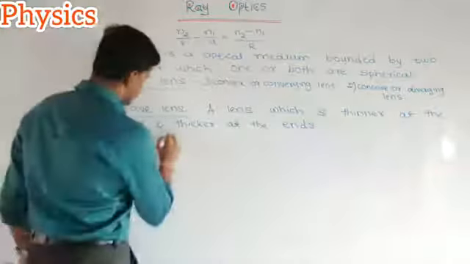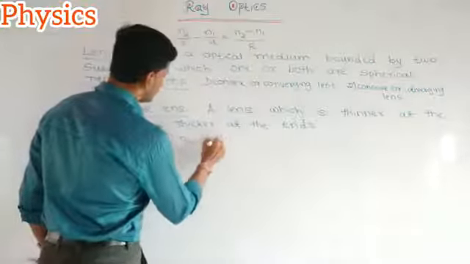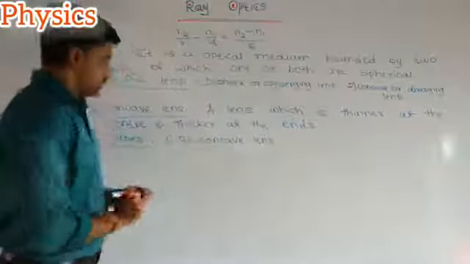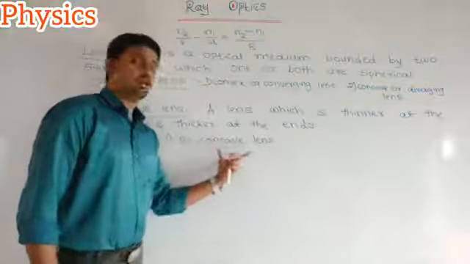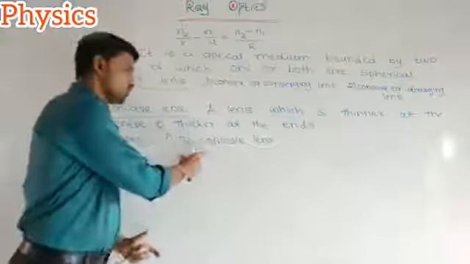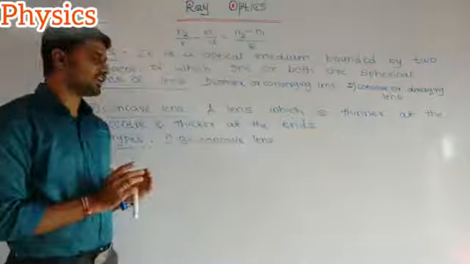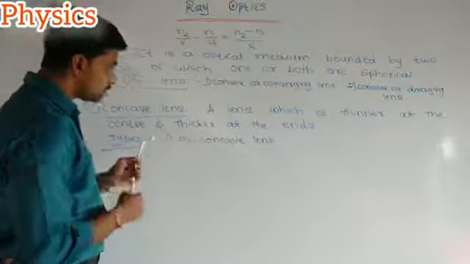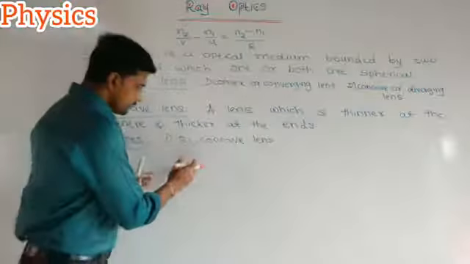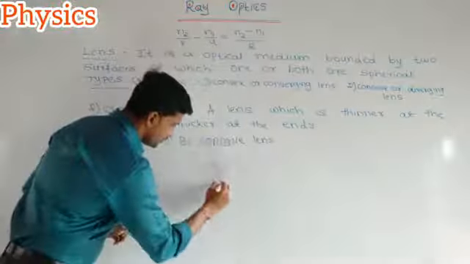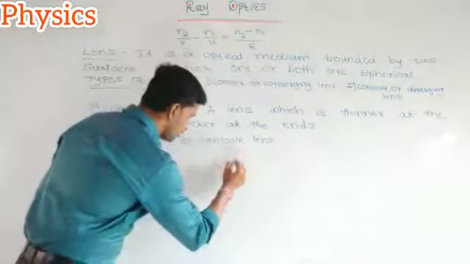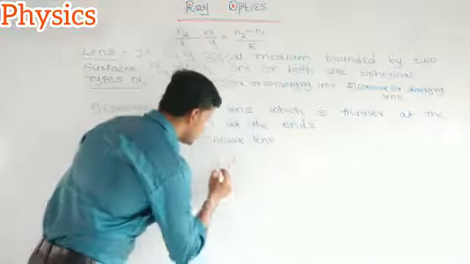First one, biconcave lens. Here, the name itself suggests it: biconcave, where bi means two. This lens should have two concave surfaces. Then it is called a biconcave lens. Here I am going to draw a biconcave lens. If you observe from this side, one surface should be concave, and if you observe from this side, the other surface should be concave. Then that type of lens is called a biconcave lens.